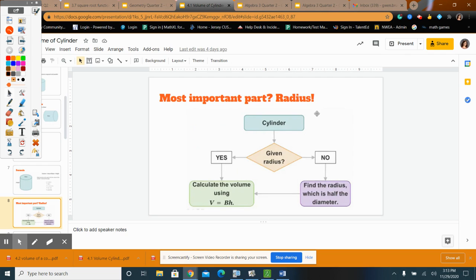Okay, so what is the most important part? That's the radius. If they don't give you the radius, you're going to have to find it first because they'll give you a diameter, so you'll have to cut it in half. Okay, and then we're going to use that formula. We're not even going to call it big B times H. We're going to call it pi r squared H because then you won't even have to think. You can go right into using that formula.